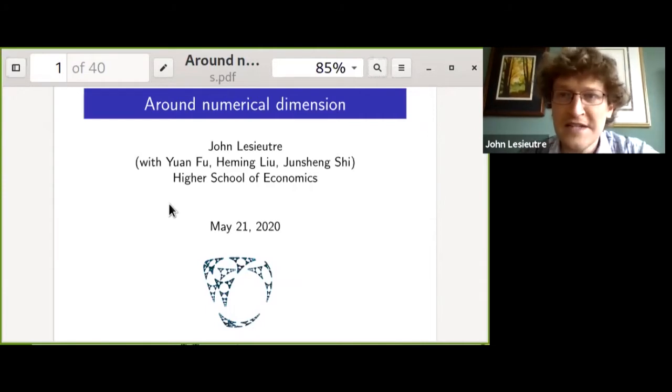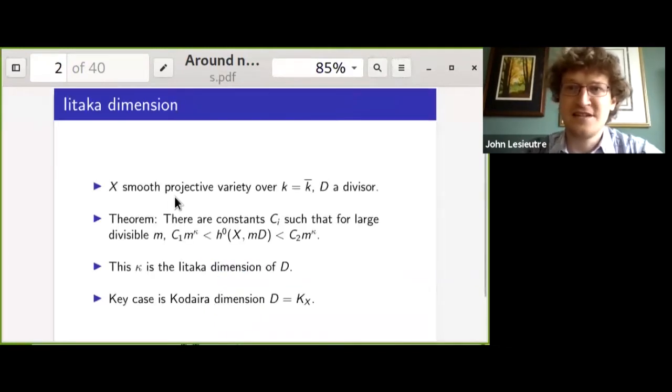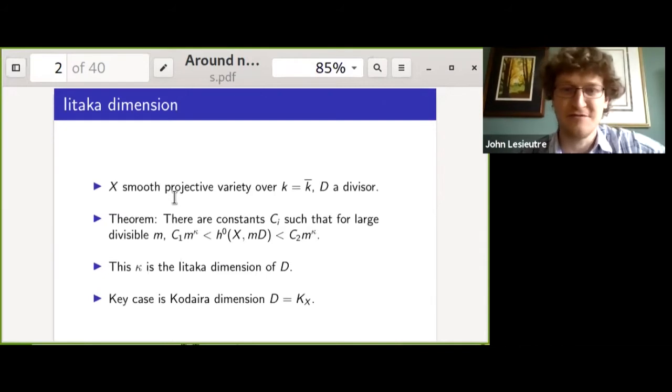All right, so let me get started. Numerical dimension is kind of related to the Iitaka dimension of a divisor. So let's start with that. Here's our setup. Throughout, X is going to be a smooth projective variety over an algebraically closed field. It doesn't really need to be smooth, but I'm really just working through a couple examples as the main result anyway, so we'll assume it to avoid trouble.